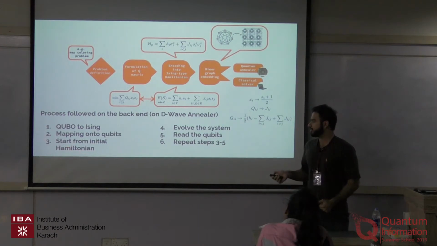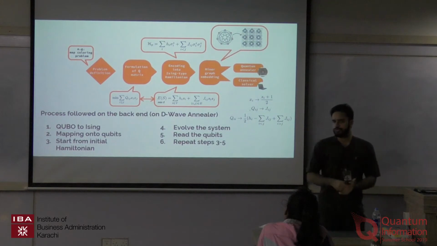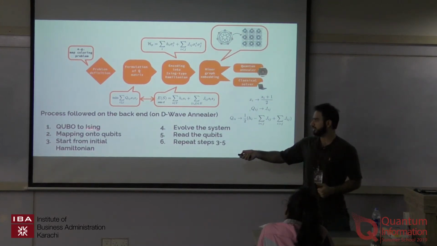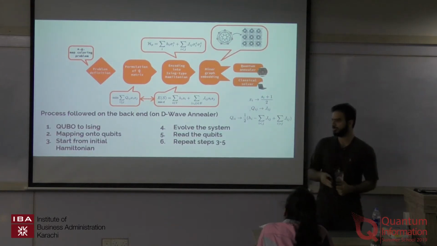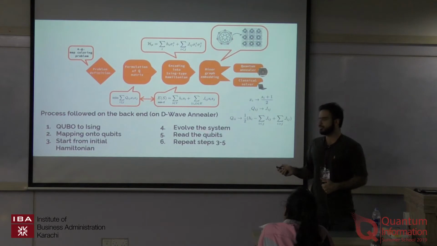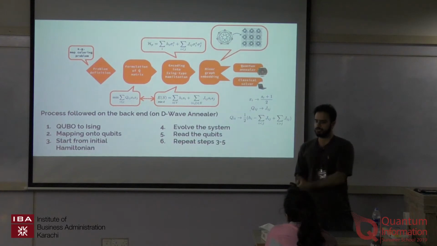Then you start from an initial Hamiltonian, which is a simple superposition, and you allow it to settle into its ground state. Then you evolve the system towards the problem Hamiltonian, defined by the Ising problem that came from the QUBO in the first place. Evolving this over a few microseconds, typically 20 microseconds, but you can increase or decrease the time.